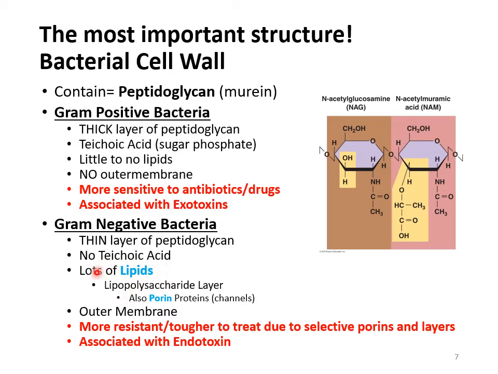Okay, put little stars next to that because it's going to be important in later slides as well as in lab, that gram-negatives have a whole lot of lipids. And then put a star next to the fact that gram-negatives are more resistant, so they're going to be tougher to treat, and this is due to those selective pores we mentioned, as well as the extra layers that they have. And the last little point there is a reminder that gram-negatives tend to be associated with endotoxin.